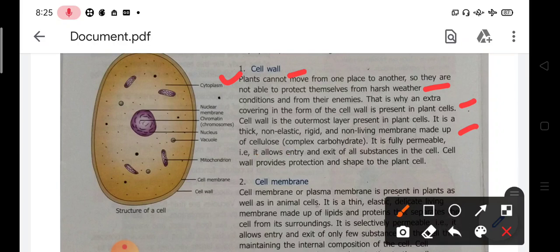It is fully permeable. Permeable means it allows entry and exit of all substances in the cell. That means any substance can enter inside the cell and it can come out of the cell. That is called permeable. So the cell wall is permeable. It allows entry and exit of all substances in the cell. Cell wall provides protection and shape to the plant cell. Because plants require some protective covering, the cell wall provides protection to the plant cell.